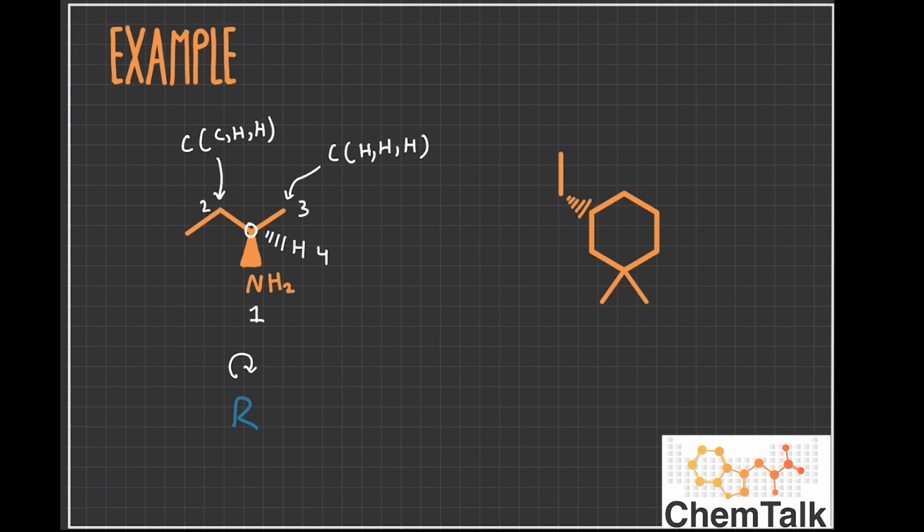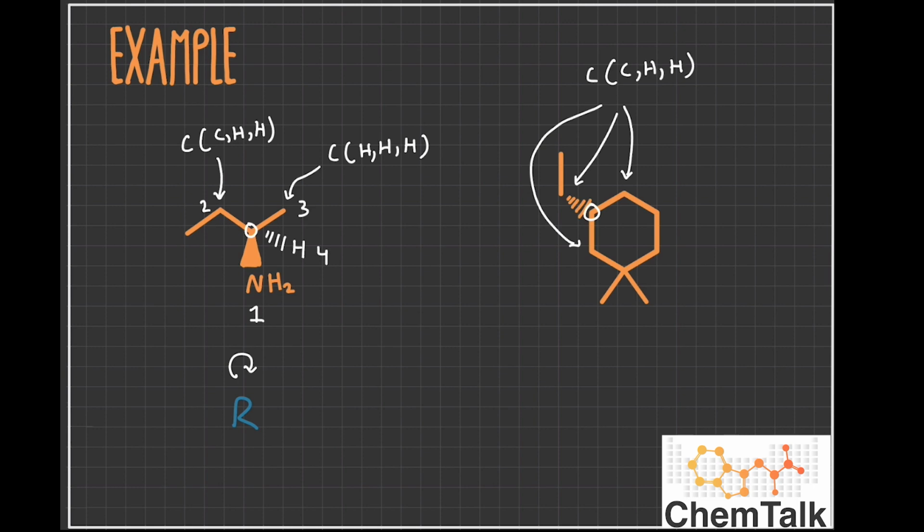Let's take a look at the second example, which is a little bit more complex. So, first step is to identify our chiral center, which is right here. And next, we'll assign priority. Each of the substituent groups coming off of our chiral center is a carbon attached to a carbon, a hydrogen, and a hydrogen, like so. So, all three of these, right now, have the same priority.